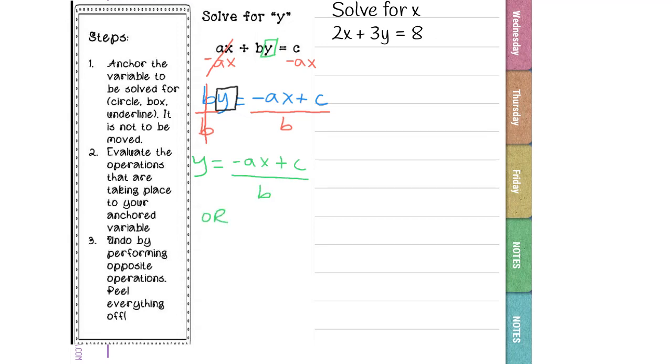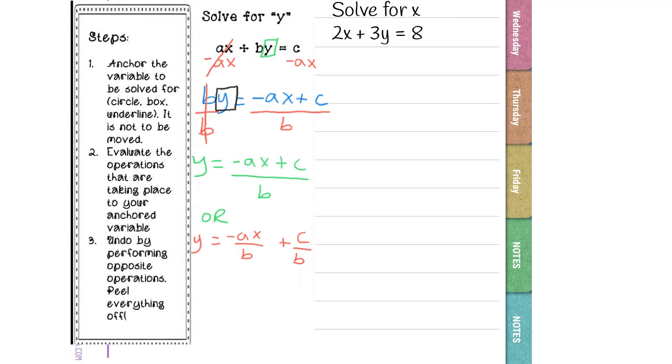Or whenever you have addition or subtraction up here, you can separate these, okay? So let me show you what that looks like. You have y is equal to negative ax over b plus c over b. You see how I separated that? But both of these have a b still, okay? So don't forget to put it on both sides.